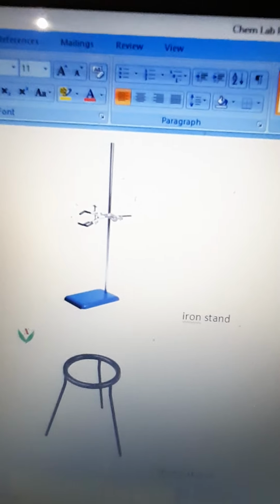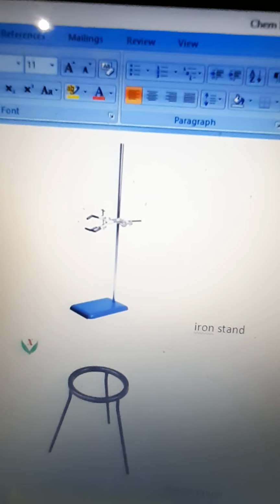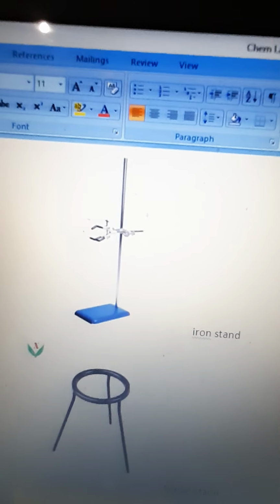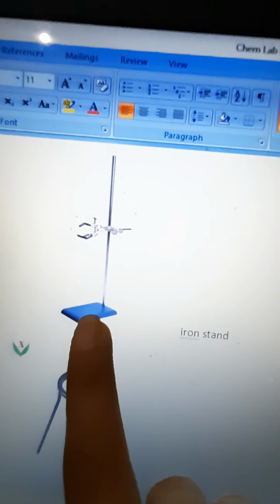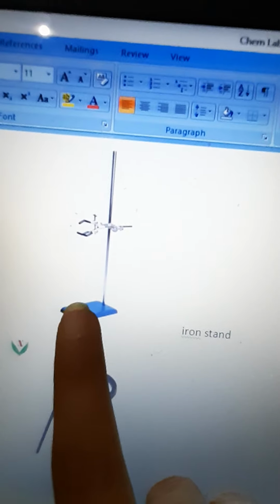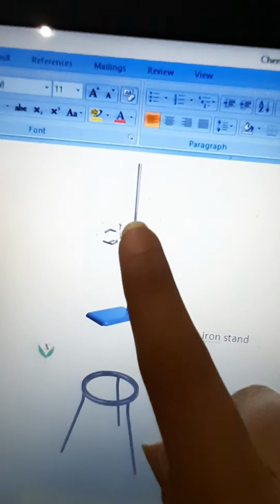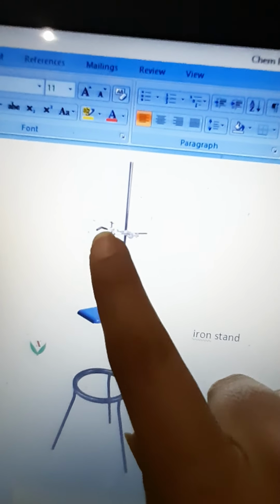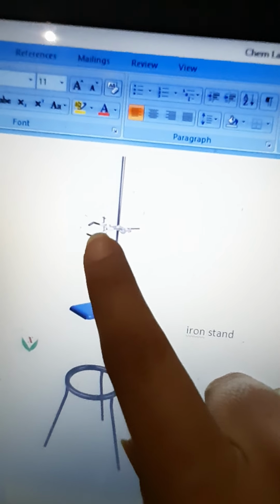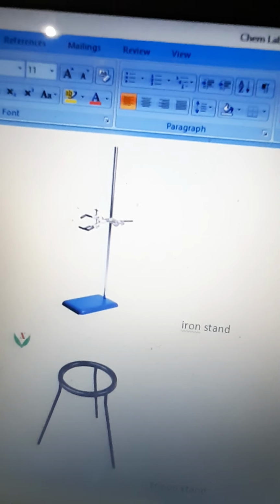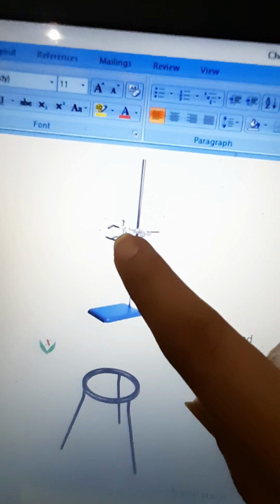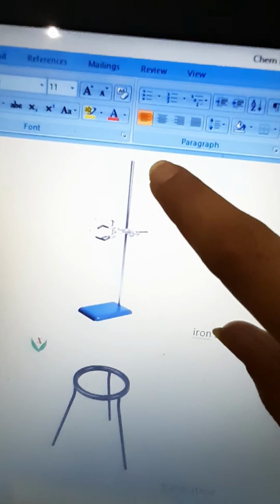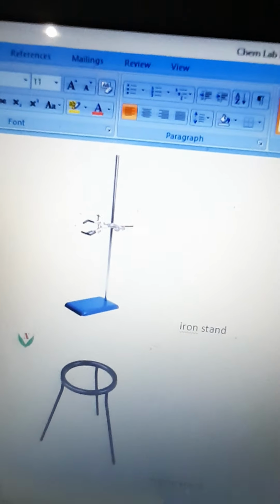Then we have the iron stand. The iron stand is of different designs. This is the standard which is used these days. On this platform, we keep the beaker or the flask or whatever vessel we want to use. This clamp stand here is used to hold a funnel or a test tube. It is adjustable in its size, in the width of its mouth, as well as its height is adjustable.